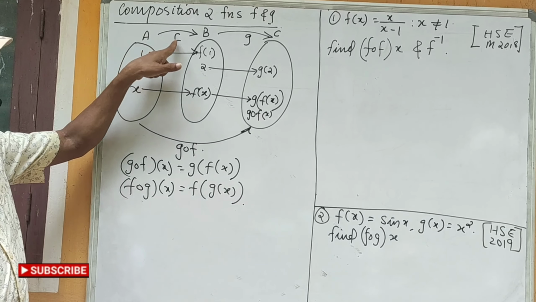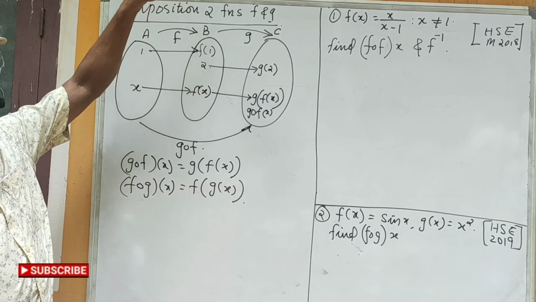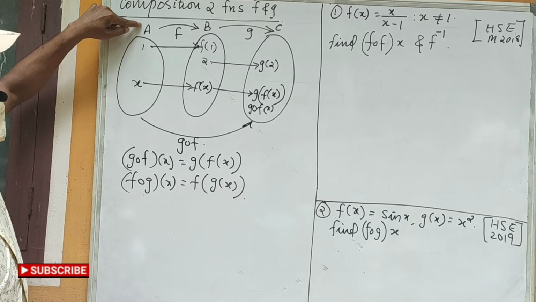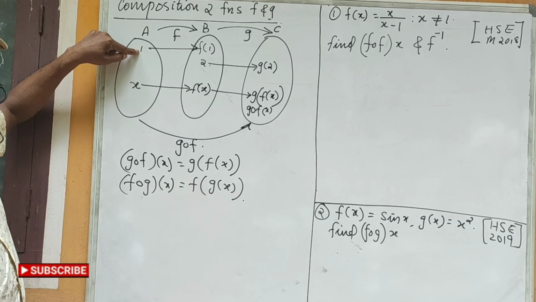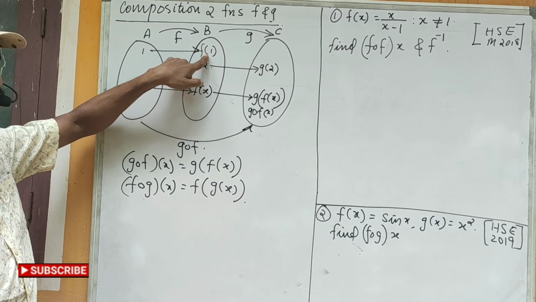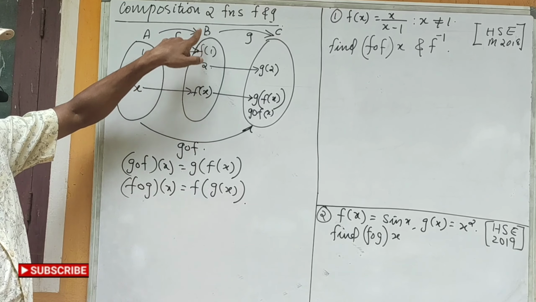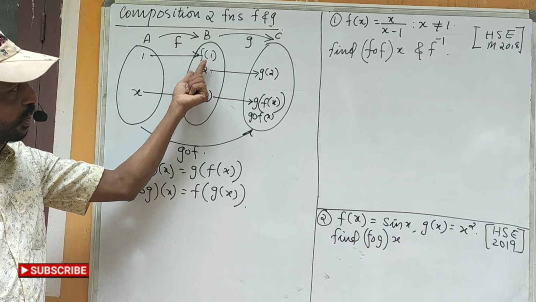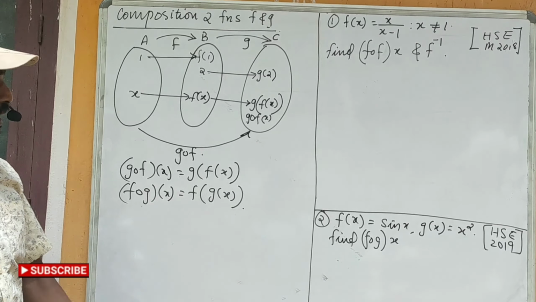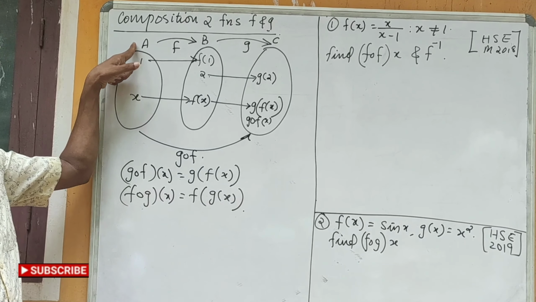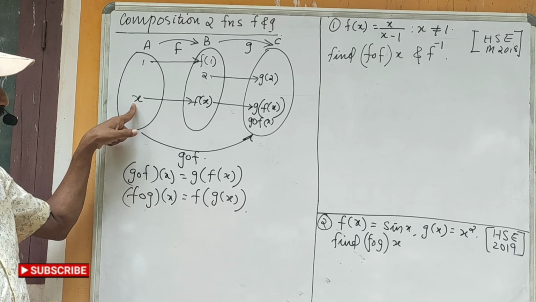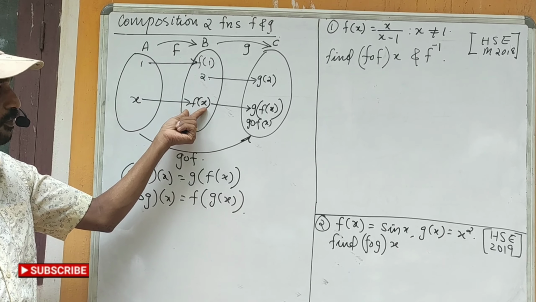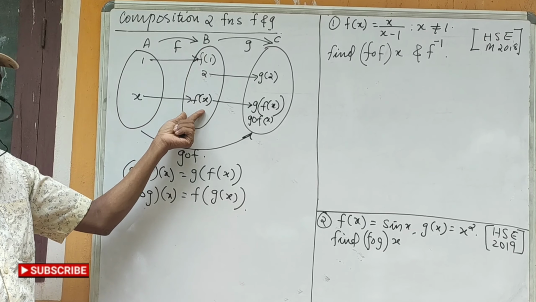We are considering a function f from A to B, and some other function g from B to C. Then what does it mean? If 1 is an element of A, the image of 1 under the function f will be f of 1. Let us assume that 2 is some other element of B. The image of 2 under the function g will be g of 2. Generally speaking, let x be an element of the set A. The image of x under the function f will be f of x, which is an element of the set B.